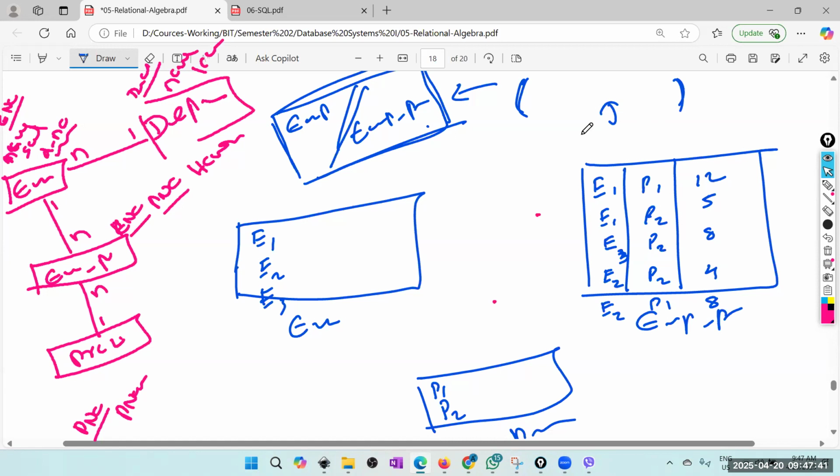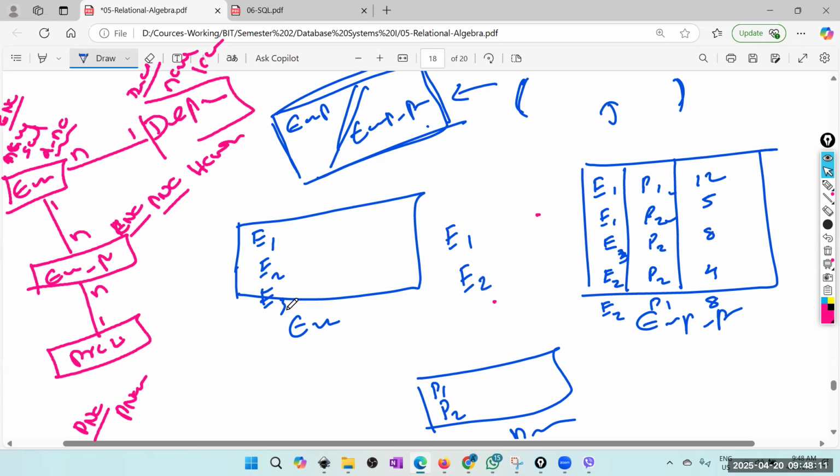So in simple English, because no one gave me an answer, employee divided by employee project is employees who are working for all the projects. So if there's an employee who is working for all the projects, we take it. Employee 1 is working for project 1 and project 2, the only 2 projects. So therefore employee 1 is taken. Employee 2 is working for both project 2 and project 1. We take employee 2.